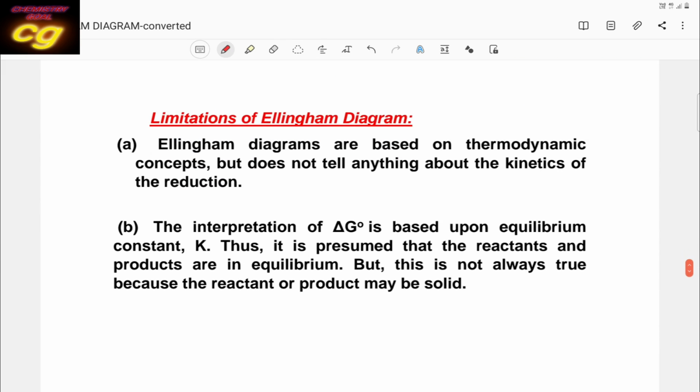Then what are the limitations of the Ellingham diagram? A very important limitation is whether the reaction is possible or not, that is a thermodynamic concept. The Ellingham diagram gives only the thermodynamic concept but does not give the kinetic concept. Kinetically it may not be possible. That means the Ellingham diagram studies only the thermodynamic concept, not the kinetic concept.